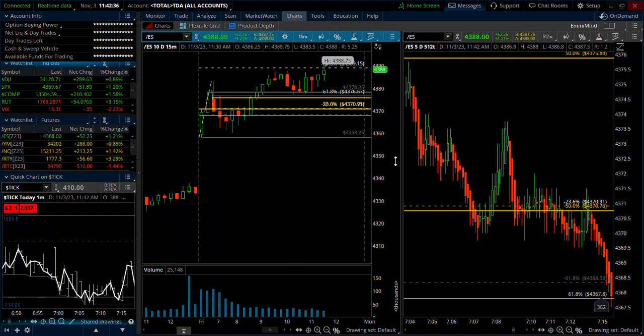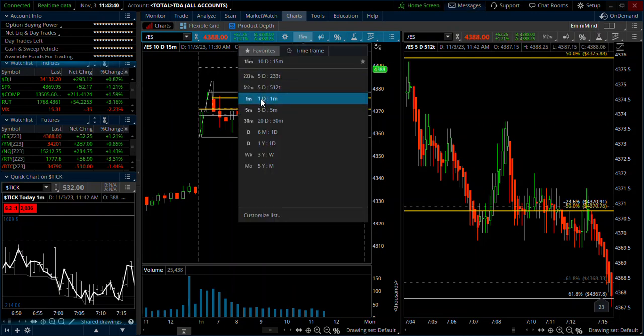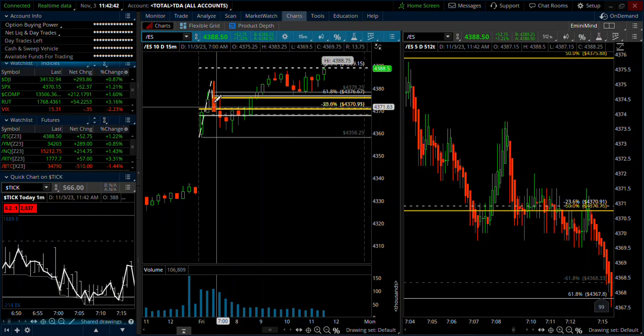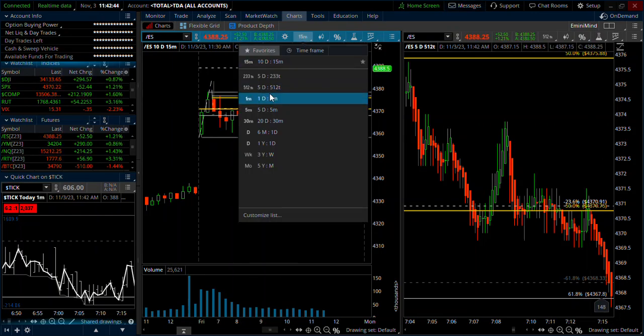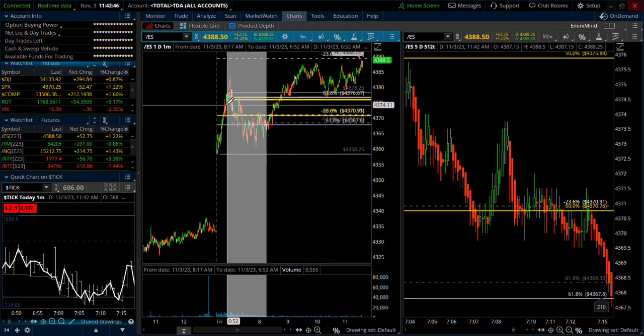I didn't trade on Wednesday, and Tuesday we filled the gap, so there wasn't anything there. But let's go to the retracement from today, and we'll zoom down.